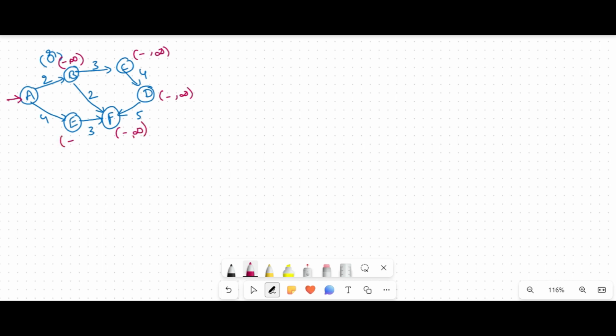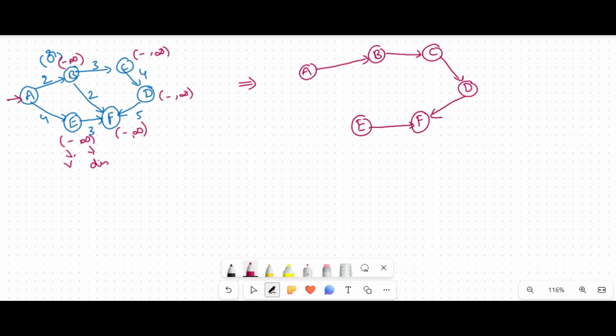We will write some ordered pair like this: this is the vertex and this is the distance. From here you can represent like this: A, B, C, D, E, F. Now A to B. I am writing it just as the graph. Without representing the table, in the graph itself you can mention the distances. So 2, 3, 4, 5, 3, 4.